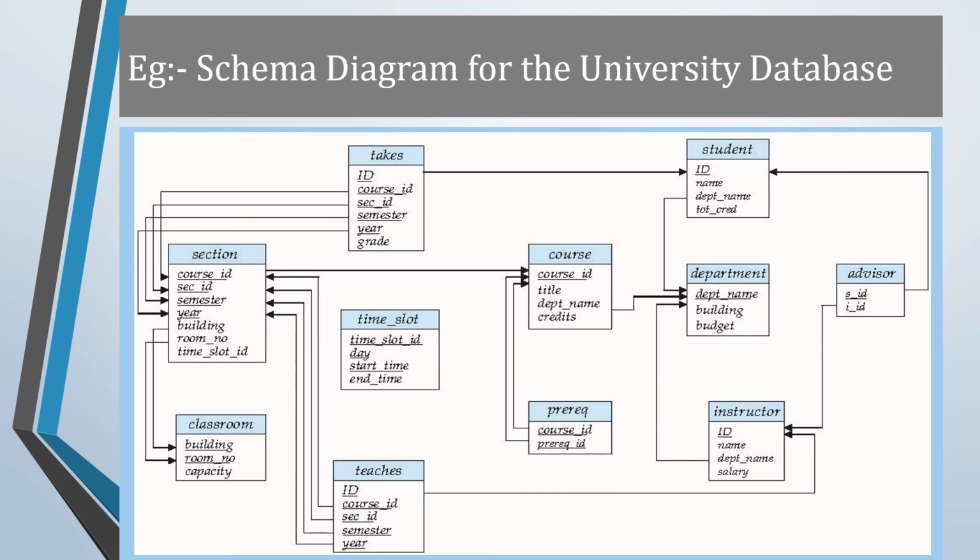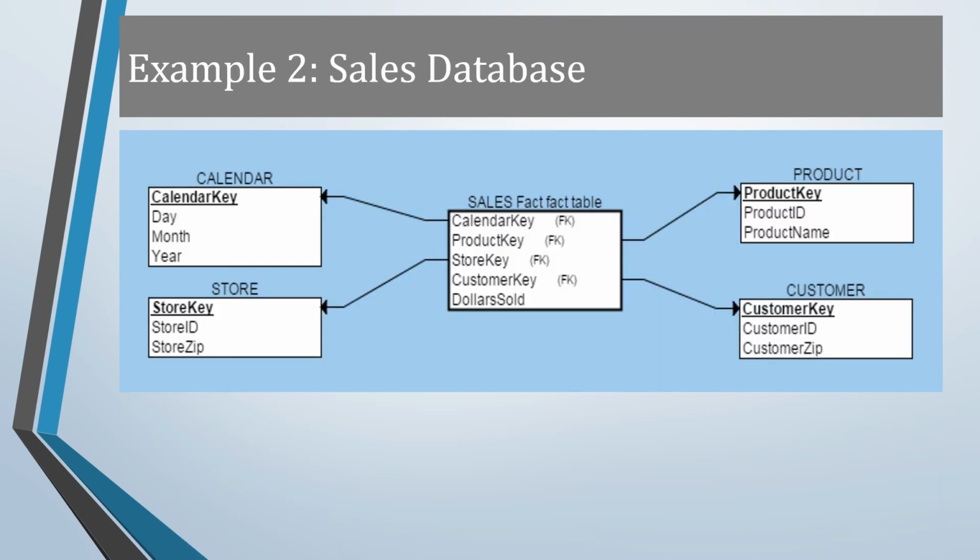This is the schema diagram of the sales database. This database consists of 5 relations. The calendar relation consists of 4 attributes: calendar key, day, month and year. Among these attributes, calendar key is the primary key. Similarly, the store key is the primary key of the store relation. Product key is the primary key of the product relation, and customer key is the primary key of the customer relation.